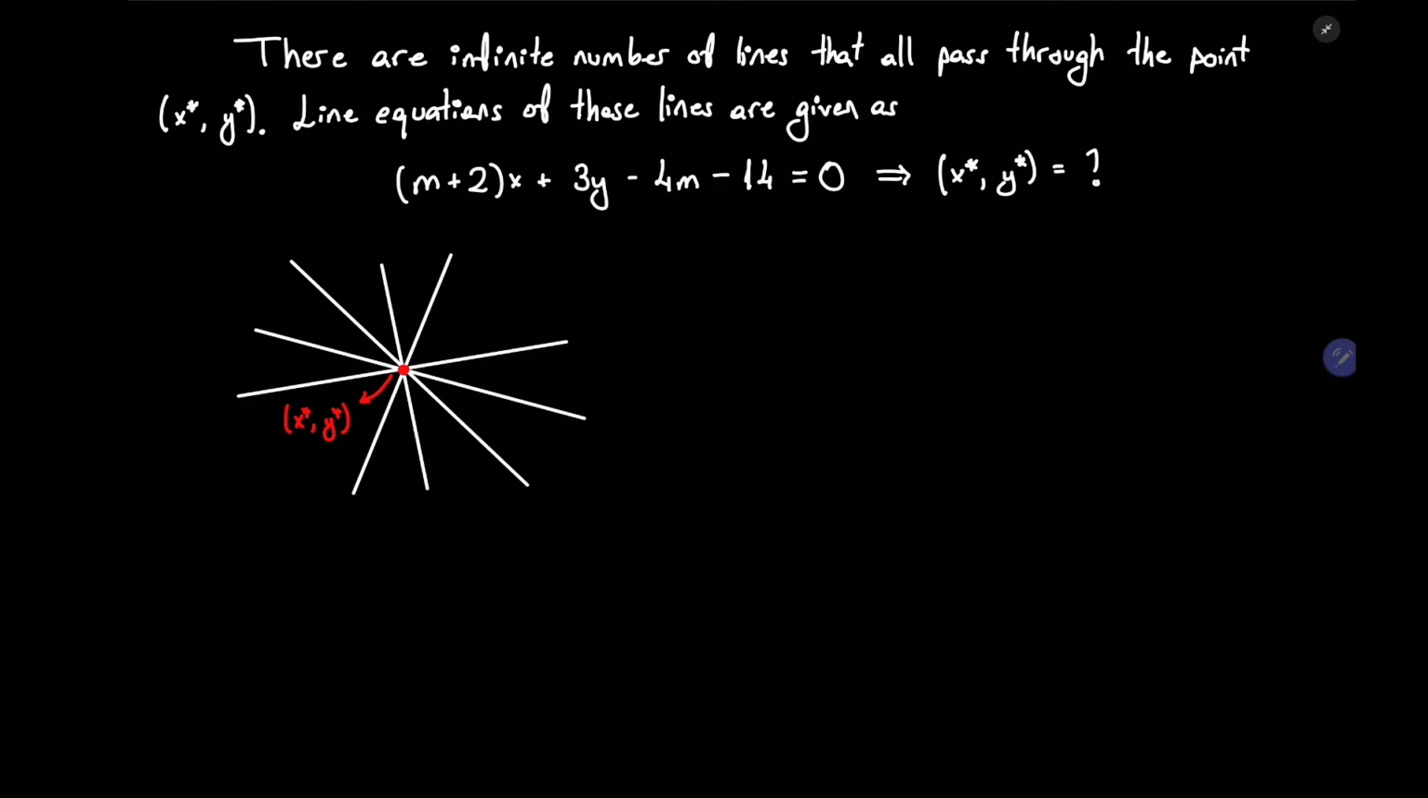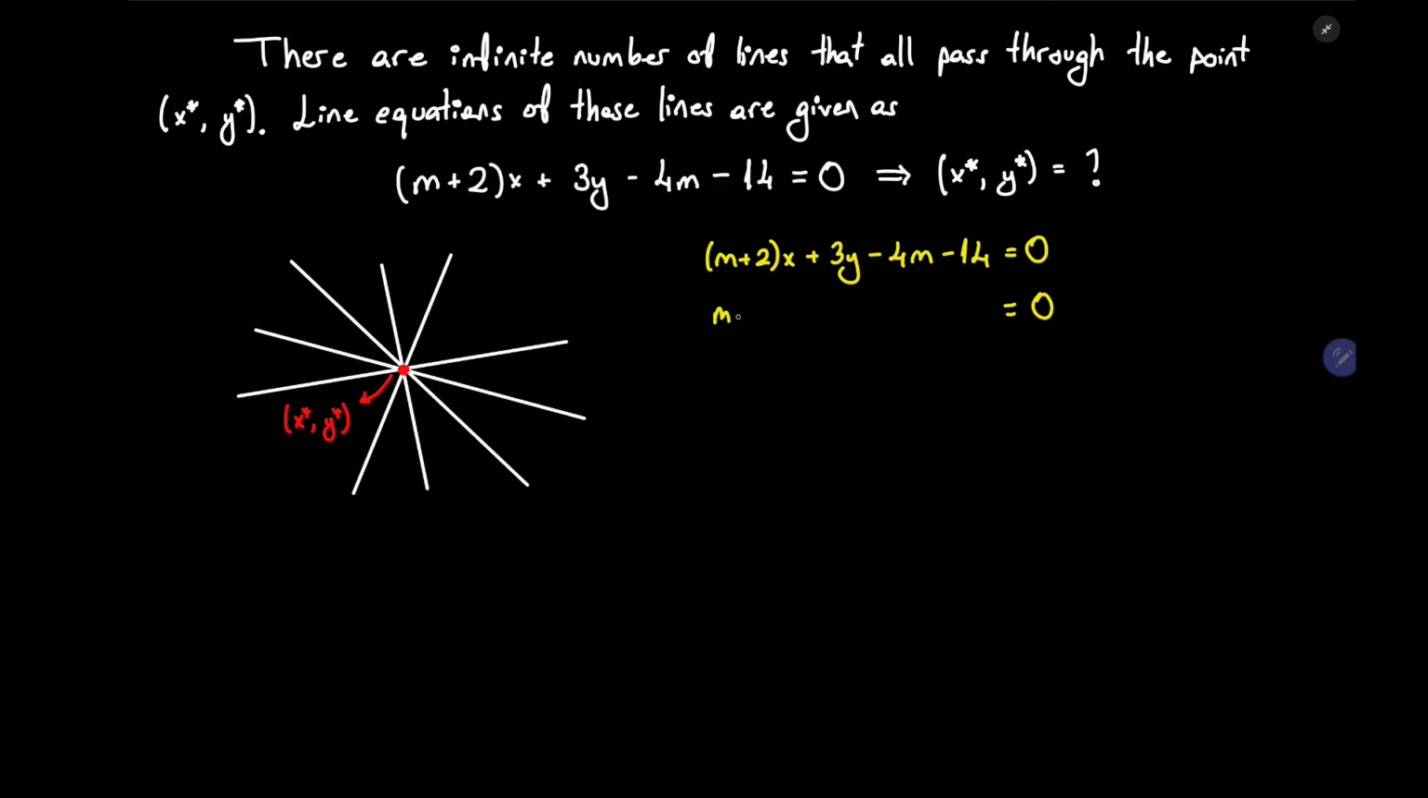No matter what the m value is, x star comma y star always satisfies the equation. So if the m value doesn't matter, I should destroy this m value. How am I going to do that? So let me write the equation here again. M plus 2x plus 3y minus 4m minus 14 equals 0. I'm going to change the look of this equation a little bit.